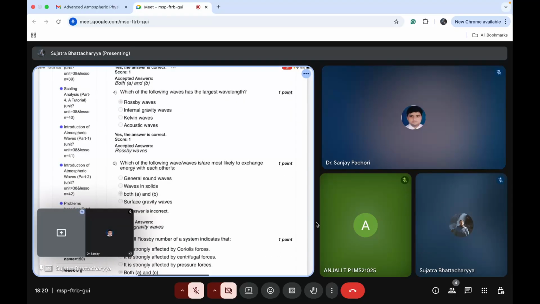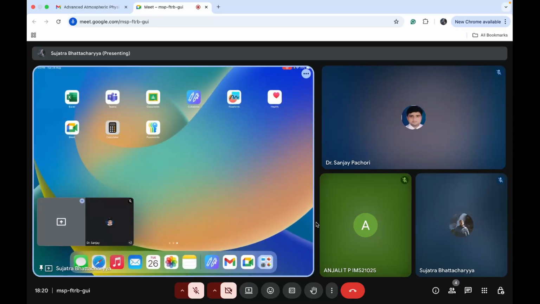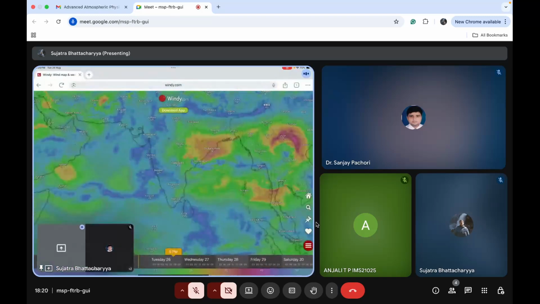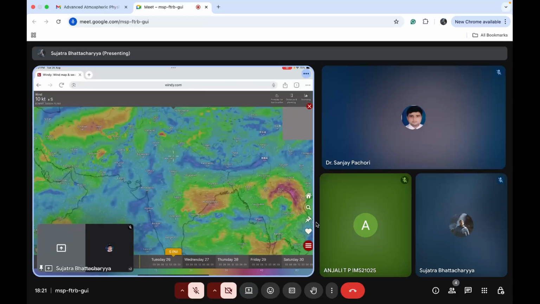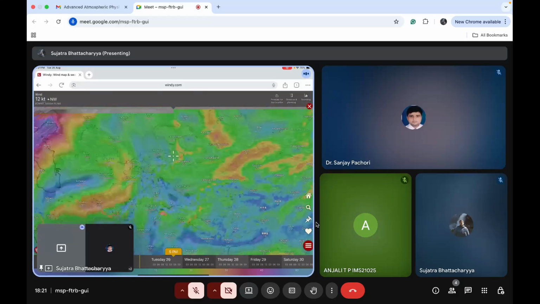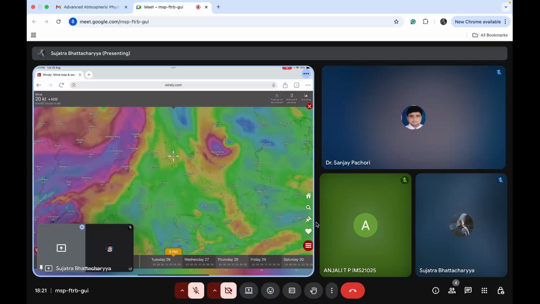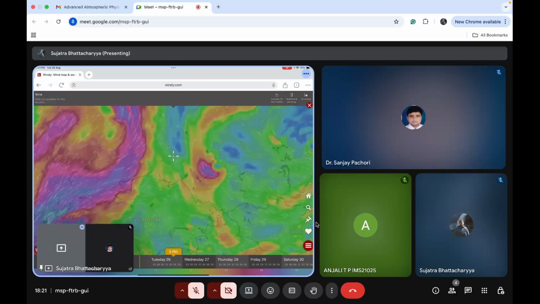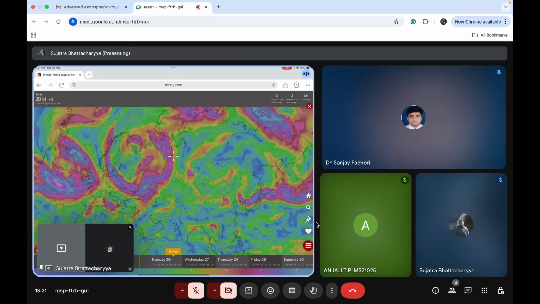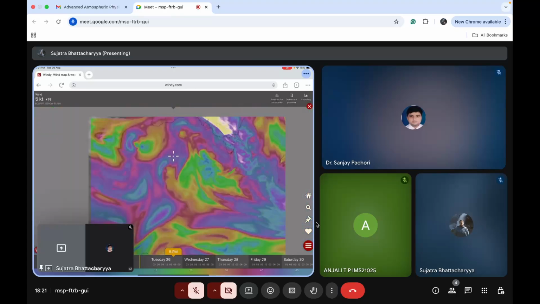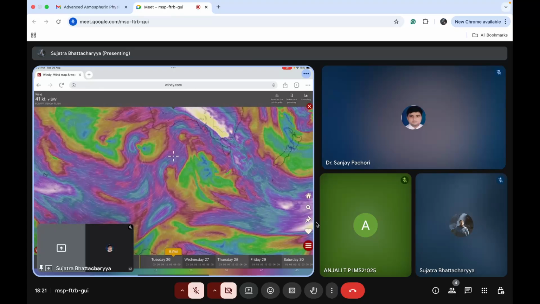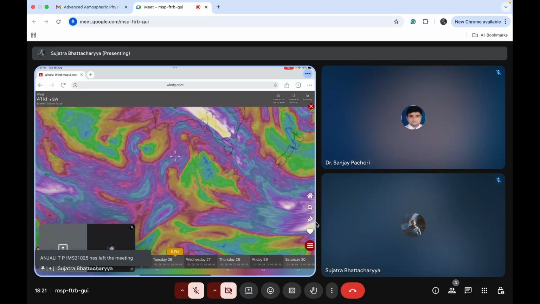We have already done most of the things except for question number 4, the Rossby waves. I want to again draw your attention to the website Windy, which I have shown many times because it is a good visual. I showed you last time about the jets. So these strong winds are the jets.